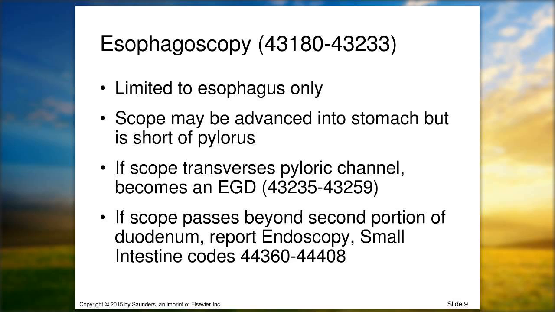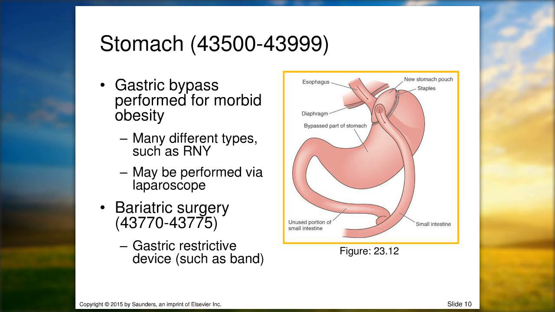The esophagoscopy is limited to the esophagus only. The scope may be advanced into the stomach, but it goes just short of the pylorus. If the scope passes beyond the second portion of the duodenum, you would report the endoscopy using small intestine codes. When you're doing an endoscopy, again, it's coded to the farthest extent.